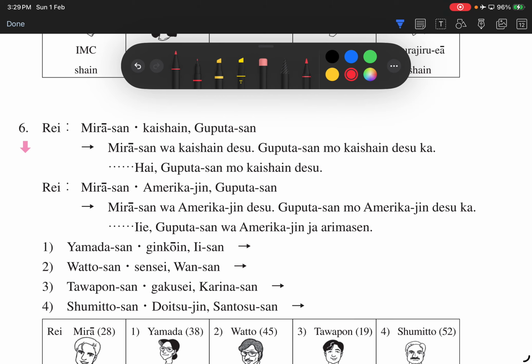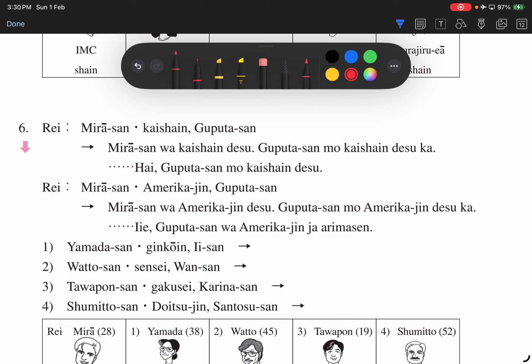Okay, so let's go on to the question and answer. Yamada-san, Ginko-in. Yamada-san wa Ginko-in desu. Oh, sorry, the next one is the ka. Gupta-san. They asked the second question. E-san wa Ginko-in desu ka? Then you answer the question. Ie-san wa Ginko-in de wa arimasen.